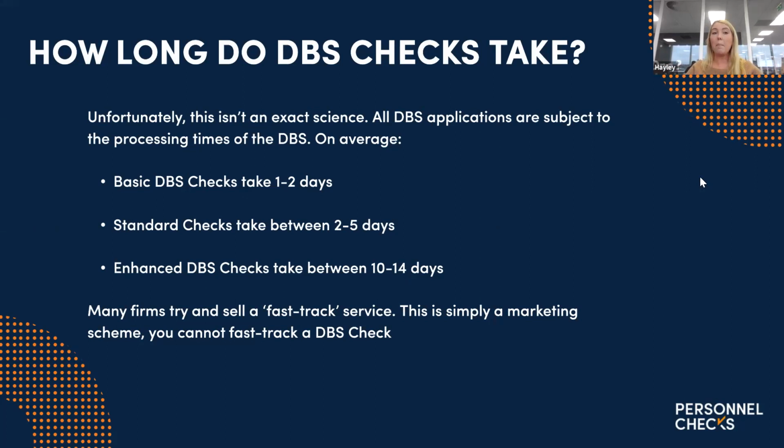So on average, basic DBS checks take around 1 to 2 days. Standard checks take 2 to 5 days. Enhanced DBS checks take 10 to 14 days. Something to be mindful of is, as it mentions there, many organisations will try and sell you a fast track service, but that is actually just a marketing tool. You can't fast track the DBS check.